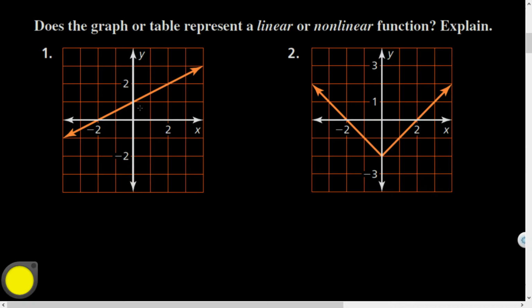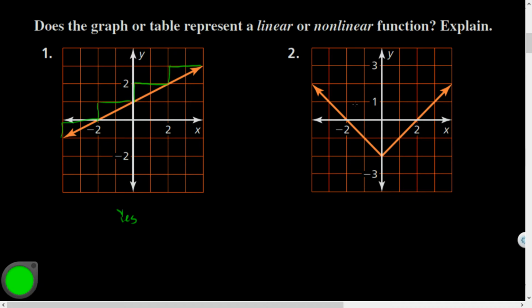Is that a linear function? Yeah, it's a function. It passes the vertical line test. Is it linear? Is it a line? Yes, it is. And notice it has a constant rate of change. This one's going up 1 over 2, up 1 over 2. It's the same steepness all of the time.